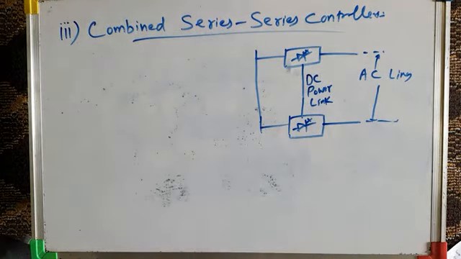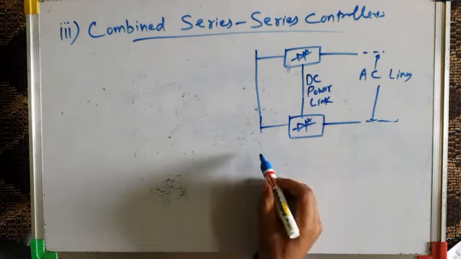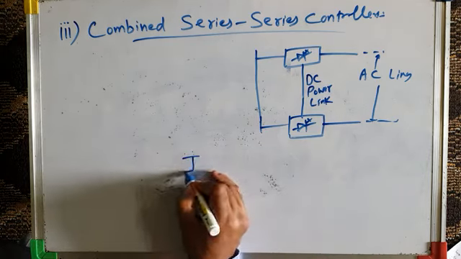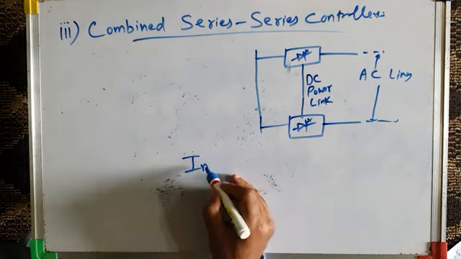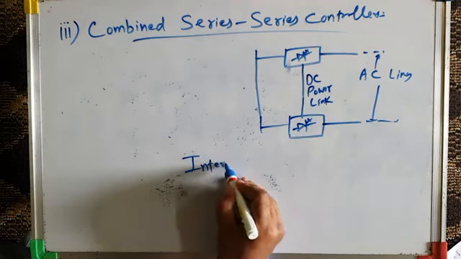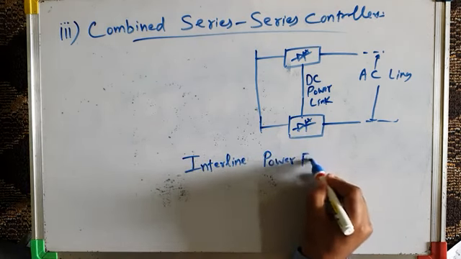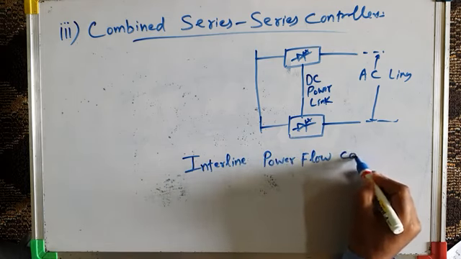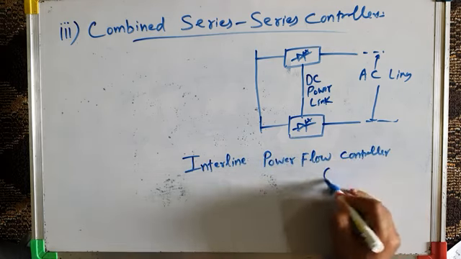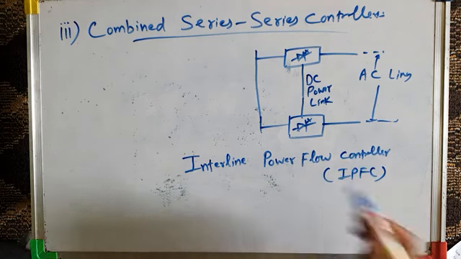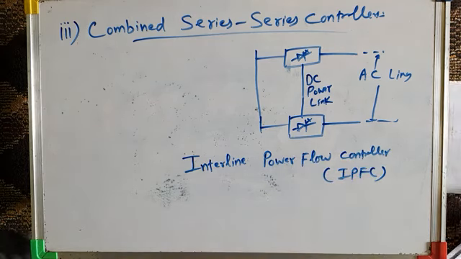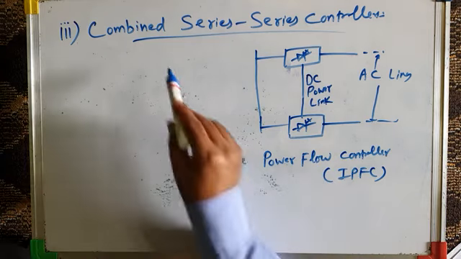So this balances the active and reactive power, thus enhancing the capability of transmission lines for power transfer. This is called interline power flow controller also. This type of FACTS controller, combined series FACTS controller, is also called interline power flow controller, IPFC. We will study about interline power flow controller in future lectures, maybe after midterm examination. Okay, so this is about combined series controller.